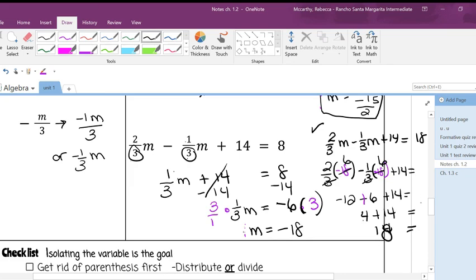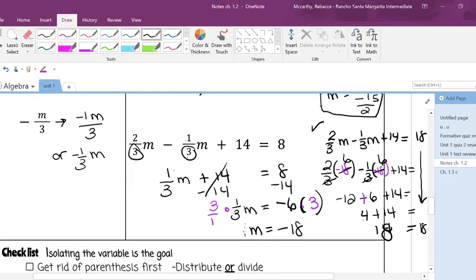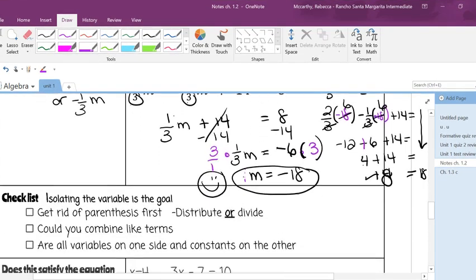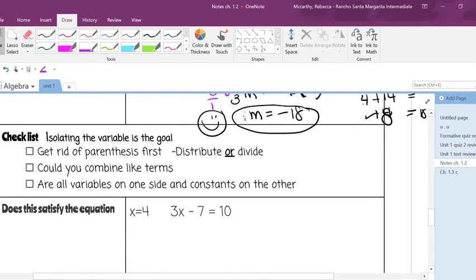I bring down that 18. That side is simplified. It checks. That means my answer is so happy. Good job. Now let's review our checklist. When you're isolating the variable is your goal. Get rid of the parentheses first by distributing or dividing, whichever you're most comfortable with. Combine like terms, and put all variables on one side and the constants on the other.